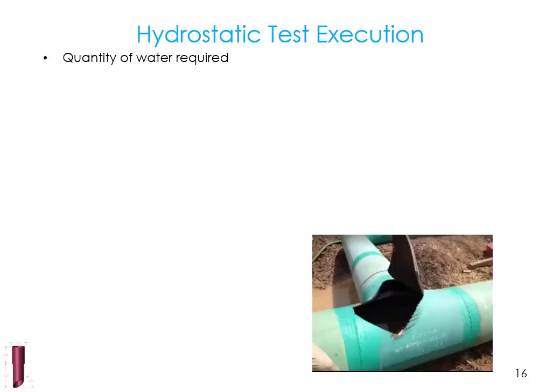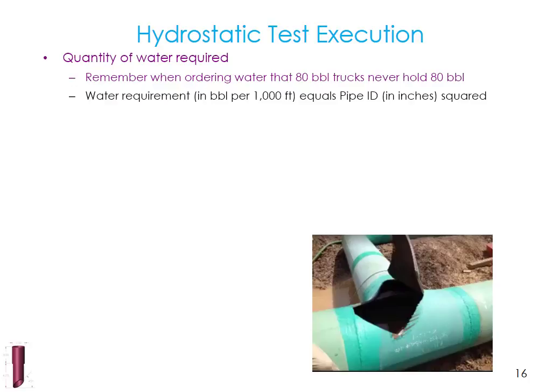How much water are you going to need for your test? You got to remember when you're ordering water that 80-barrel trucks never hold 80 barrels. Never yet. The water requirement in barrels per 1,000 feet equals the pipe ID in inches squared. So if I've got a 10-inch pipe, then I'm going to need 100 barrels of water for every 1,000 feet.